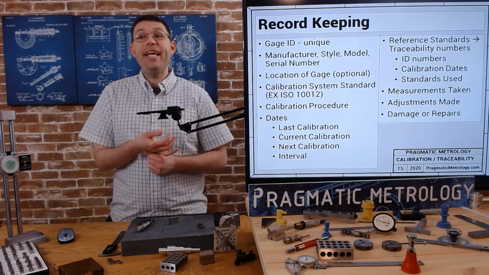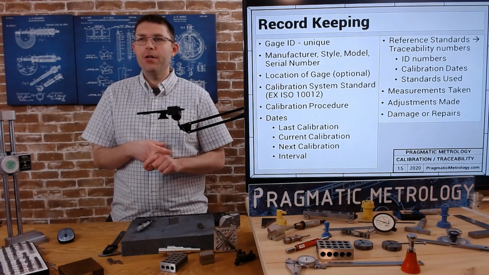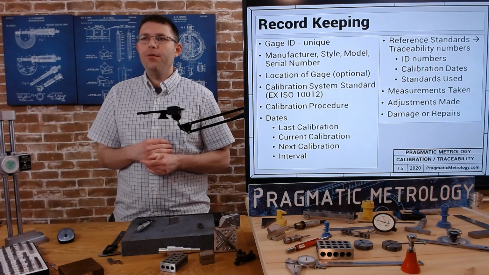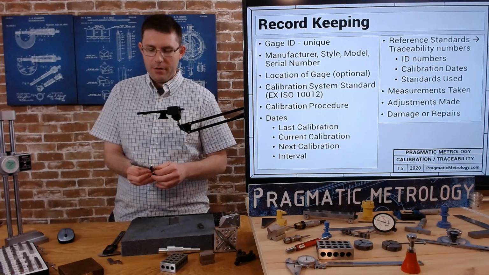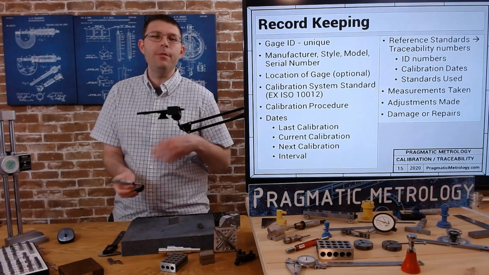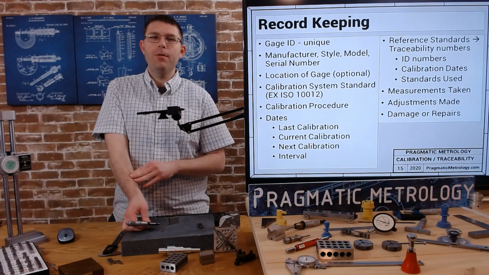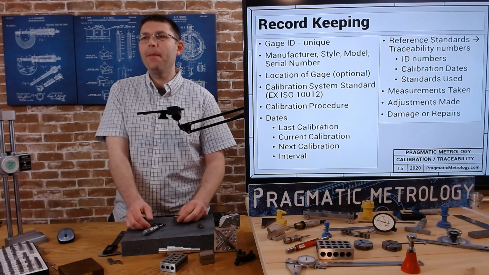You're going to need the date of last calibration, current calibration date, your next calibration, and your interval. So really, the current calibration just means, are you currently within calibration status? Is it passed or failed? You need to be able to answer that question if somebody asks you, what's the calibration of this? What's the status of this gauge? Is it in calibration or not?